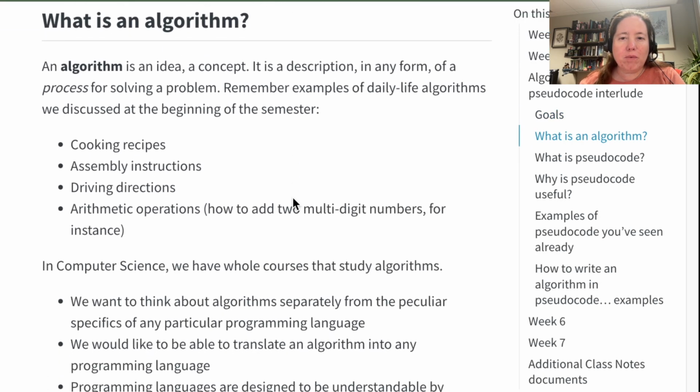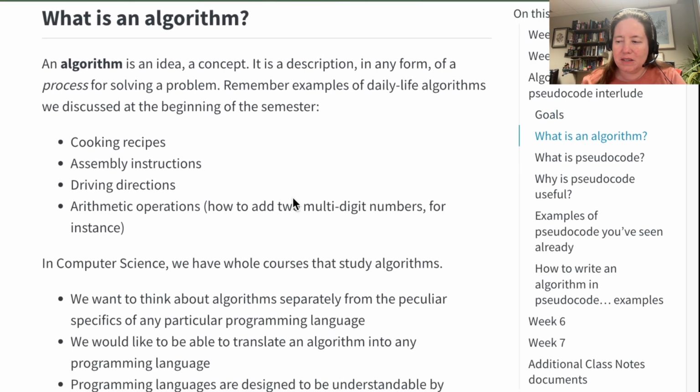All right, so starting with what an algorithm is. We started with this at the very, very beginning of the semester. It's an idea or a concept. An algorithm is not a program, but it is a description in any form of a process for solving a problem, a step-by-step detailed process. So it can be a program. That's one of the ways we can represent an algorithm. We can also represent an algorithm with a diagram, with pseudocode, or in other forms as well.